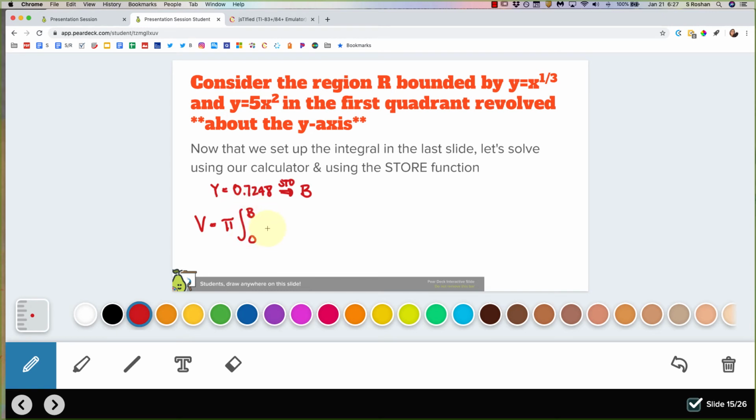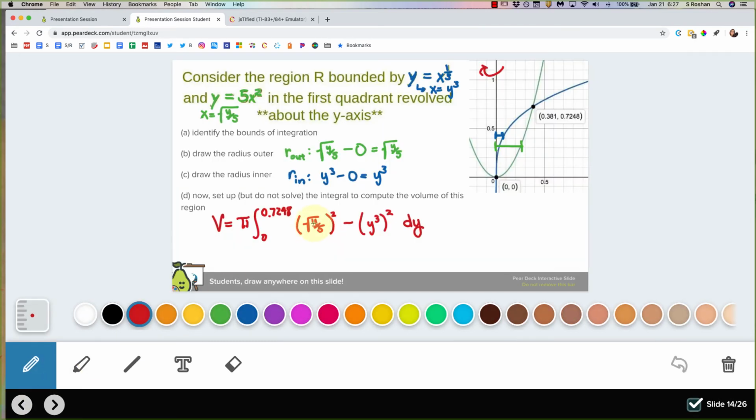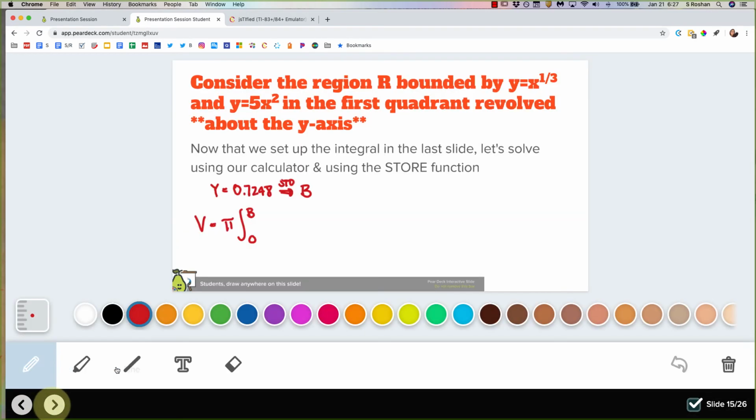And in this case, we don't have things stored in y1 and y2, so I'm just going to type it all out. Instead of root y over 5, we want everything in x's for our calculator, so I'm just going to be writing root x over 5, squared, minus x cubed, squared, dx. Because we're just using our calculator as a computational tool right now, I had already set everything up properly, so it doesn't really matter what the letter of our variable is.